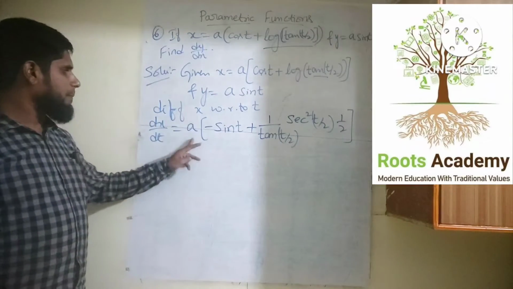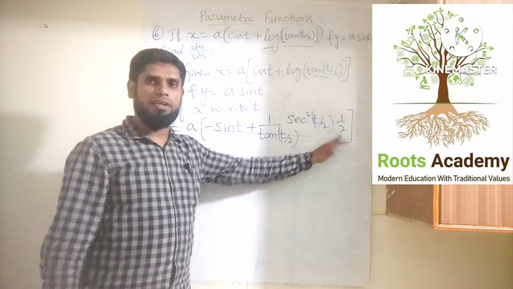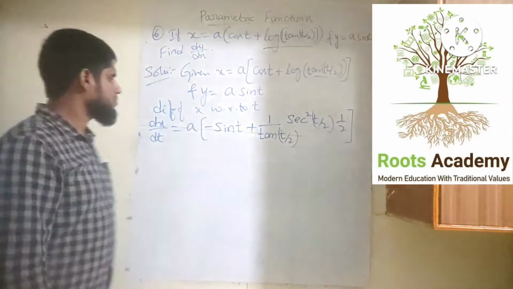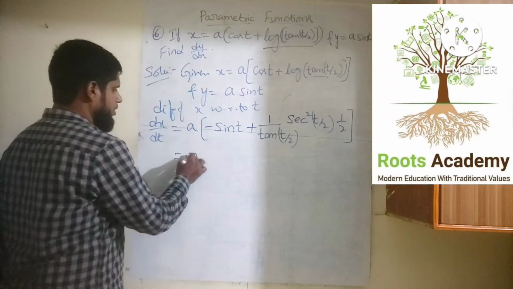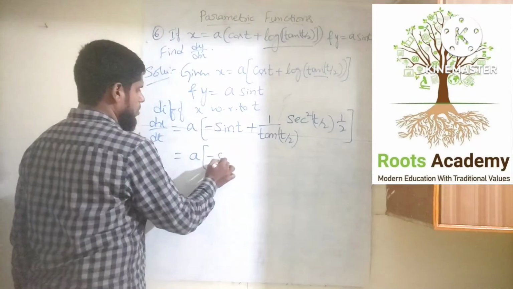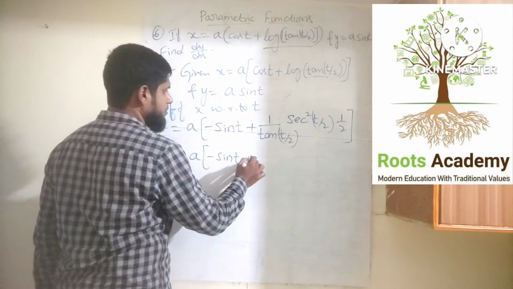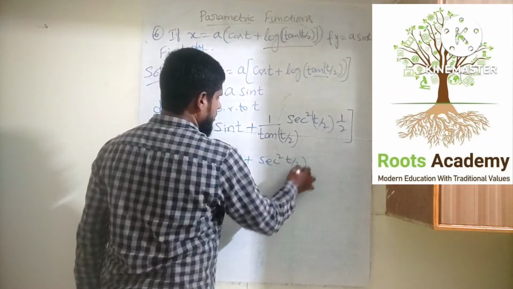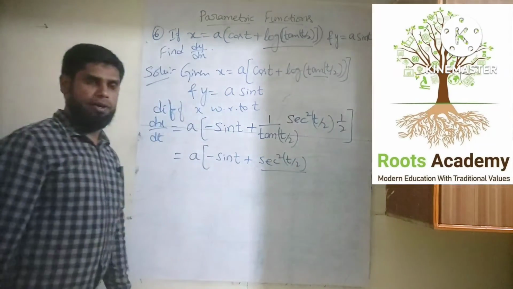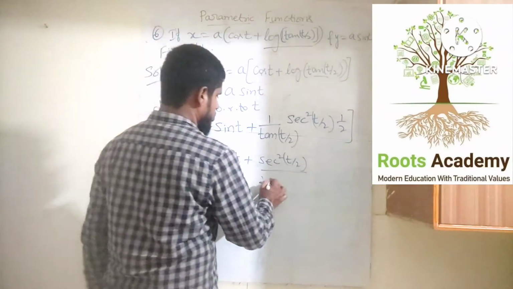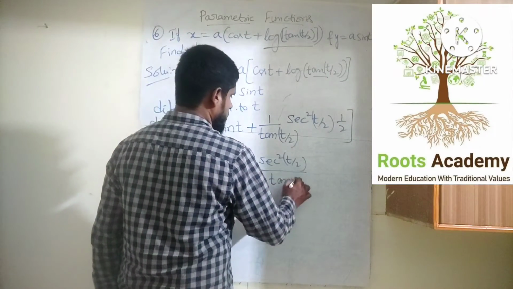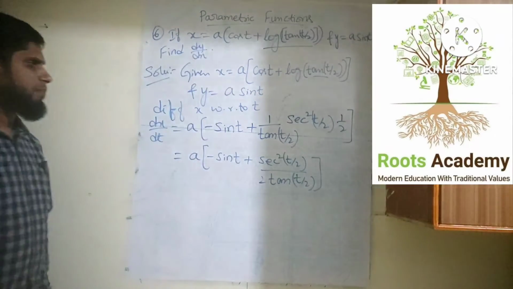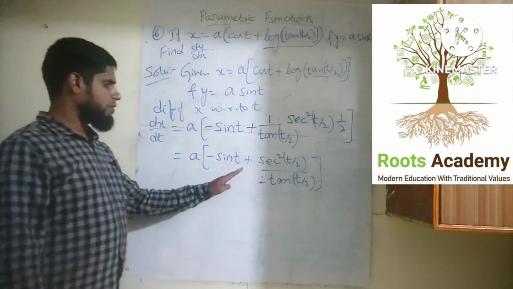So students, this is a complete derivative of dx by dt. Let us write it in proper form. This can also be written as a into minus sin t plus secant square t by 2 divided by 2 tan t by 2. This is our dx by dt.